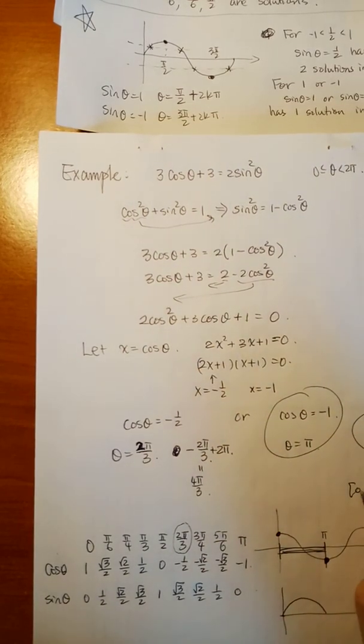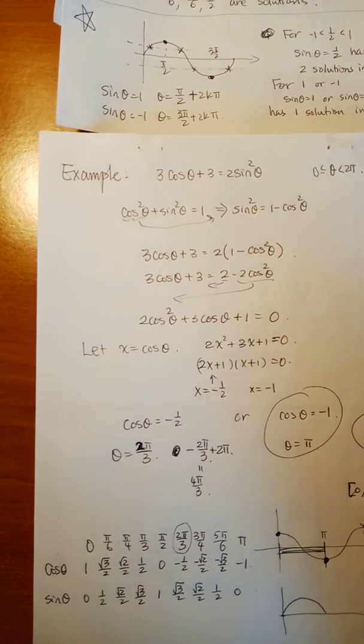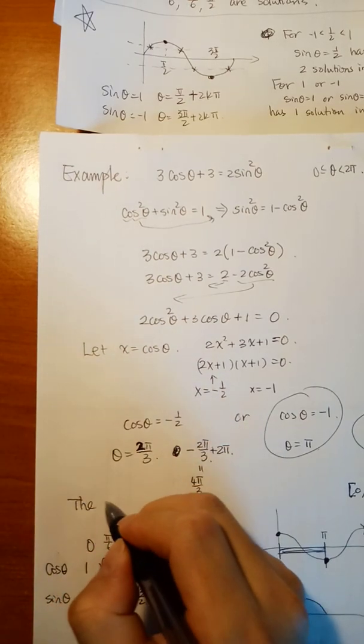Why do I say unique? Because we only include 0, but we exclude 2 pi. 2 pi is here, but this is not in the domain. Check here. That's why there's only one solution for cosine theta equal to 1, and only one for cosine theta equal to -1. Here's pi. So what is the solution? Let's summarize the solution.